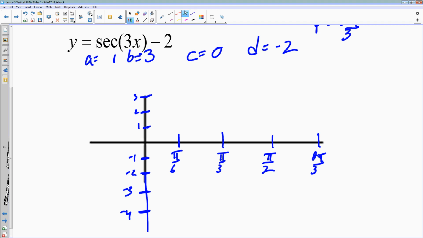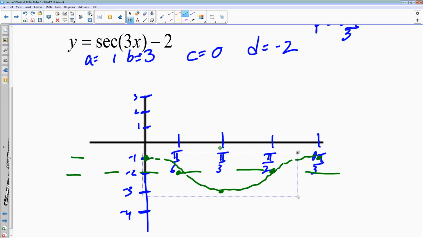So secant is the opposite of cosine. All right, normally cosine starts up at 1, right? And since the a value is 1, that wouldn't change, but I'm shifting down 2 units. So I'm shifting this midline down 2 units. So -1 is actually my new start there. I go down to my midline, down to -3, up to my midline, up to -1. So again, that's my cosine graph there.